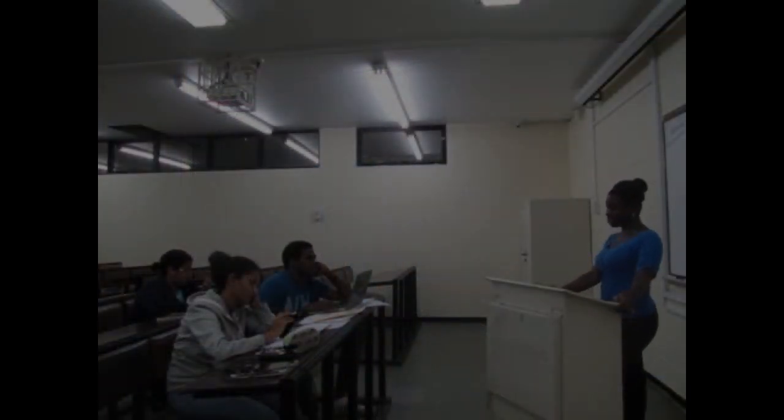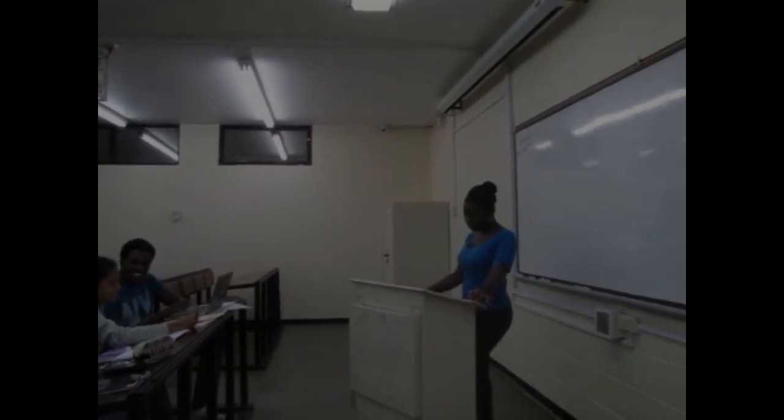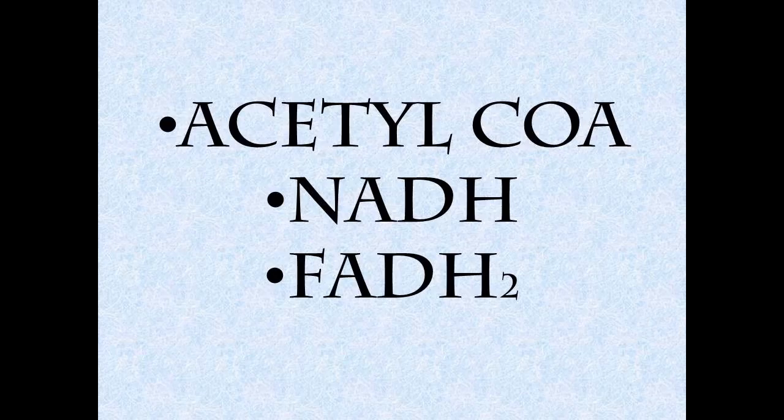I'll be explaining the beta oxidation pathway first. Does anyone know what I'm talking about? No. I'm very lost. I'm very confused. Well, beta oxidation involves the catabolism of fatty acids in the mitochondria, where every cycle two-carbon fragments are removed. This pathway produces acetyl-CoA, FADH2 and NADH.